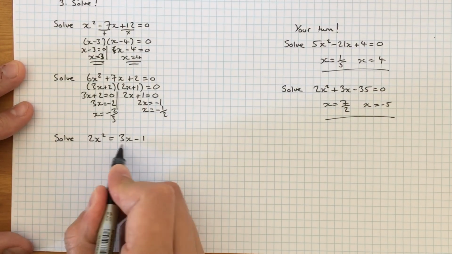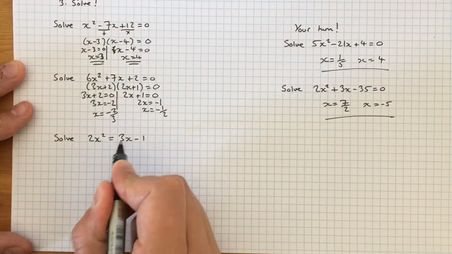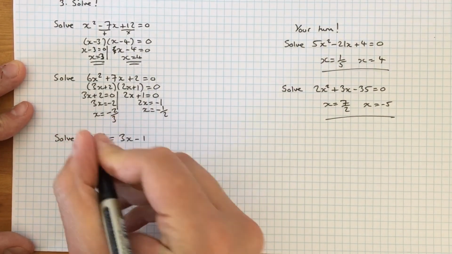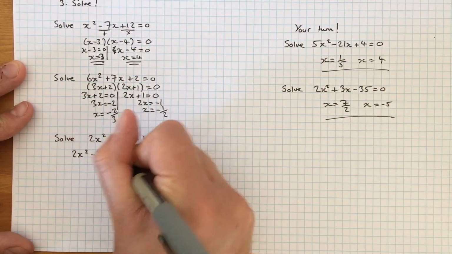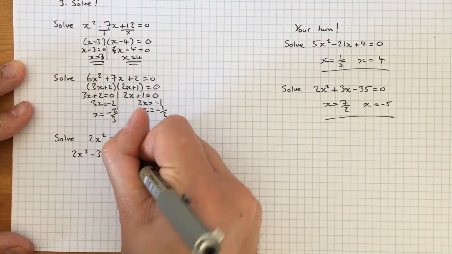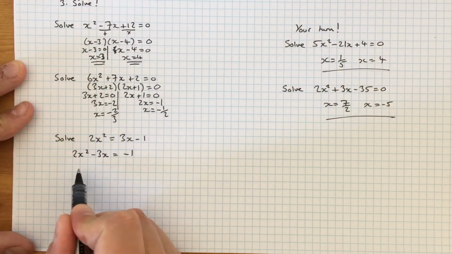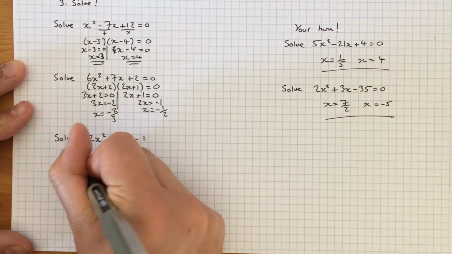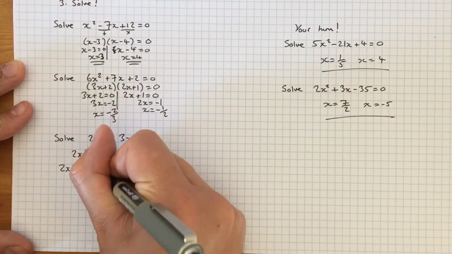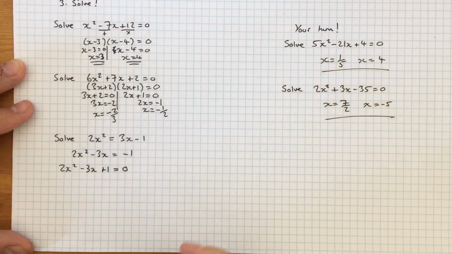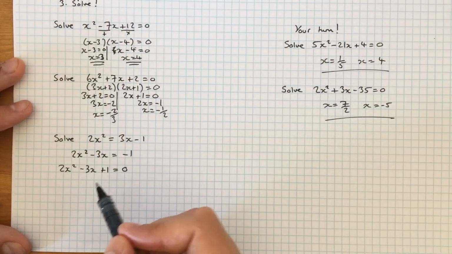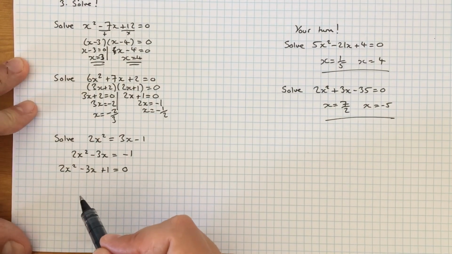Okay, so I'm going to take this equation. First thing I'm going to do is I'm going to subtract 3x from both sides. So that'll give me 2x squared minus 3x equals -1. I'm now going to add 1 to both sides to get 2x squared minus 3x plus 1 equals 0. And now it looks very similar to our previous 2 examples. So we're going to factorise, split, and then solve.